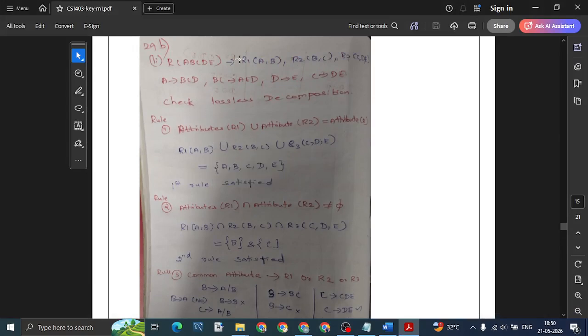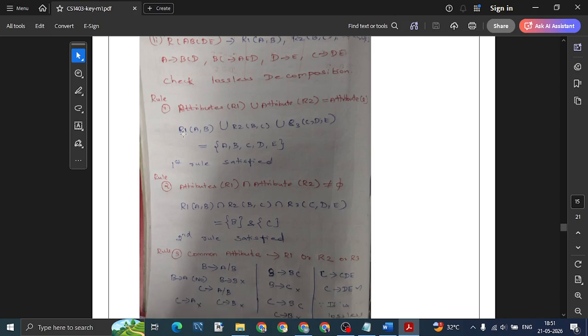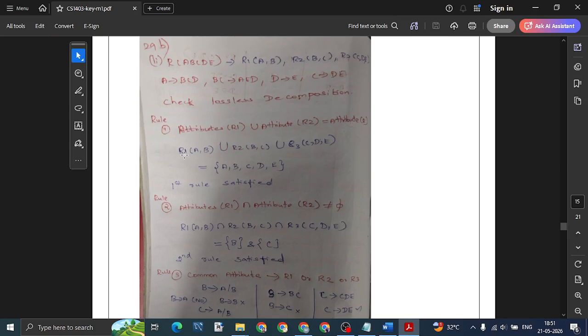From the same problem, I am going to split the relation into R1, R2 and R3. R1 is having A comma B, R2 is having B comma C, and R3 is having C, D and E. So look at this. What is my first rule? The union of the attributes is going to provide the original one. So R1, A comma B, union with R2, B comma C, union with R3, C, D and E. You are making the union of all this: A, B, C, D and E. That returns my original relation A, B, C, D and E. So the first rule gets satisfied.